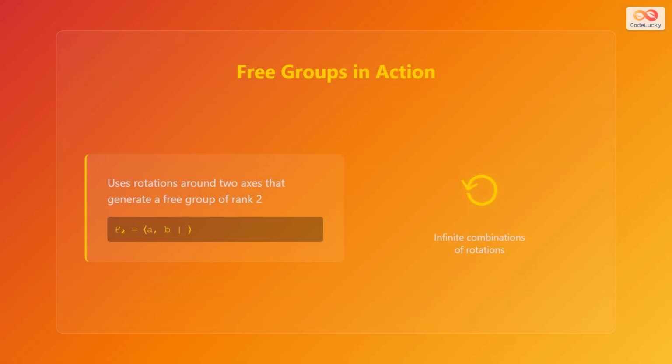Another important concept is free groups. The Banach-Tarski paradox uses rotations around two axes that generate a free group of rank 2. This free group, denoted as F2, allows for infinite combinations of rotations. It's like having a set of moves that you can combine in endless ways to rearrange the pieces of the sphere.